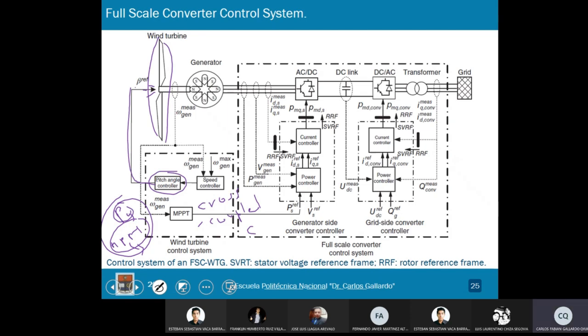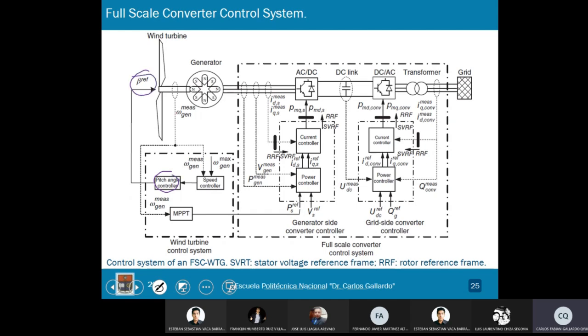What about the converter control? In this case, I will have two decoupling control loops. The first one is the pitch angle control, which provides the beta reference. The second one is the maximum power point tracking system. In this case, I will provide the active power reference to the generator side converter. So the output is the reference.